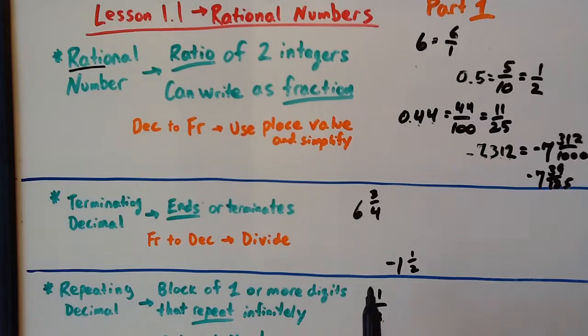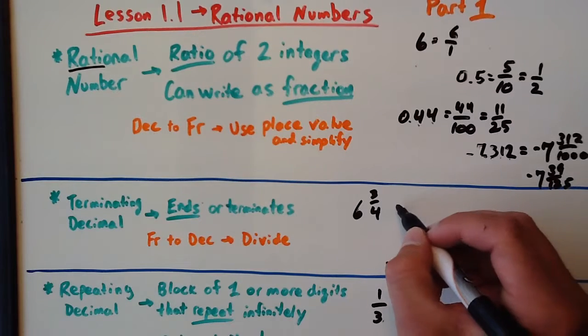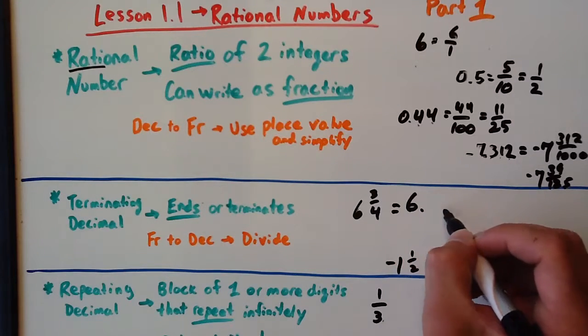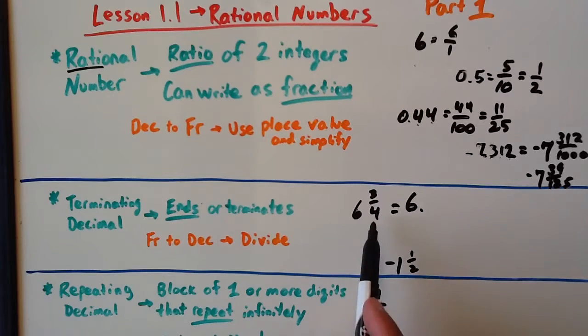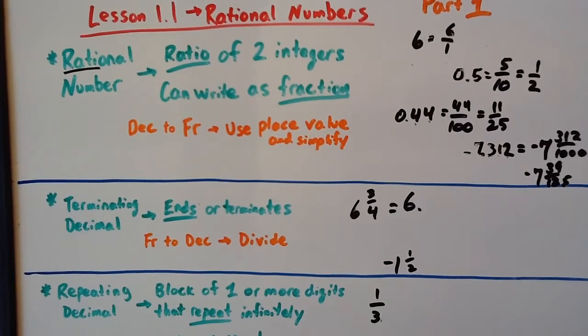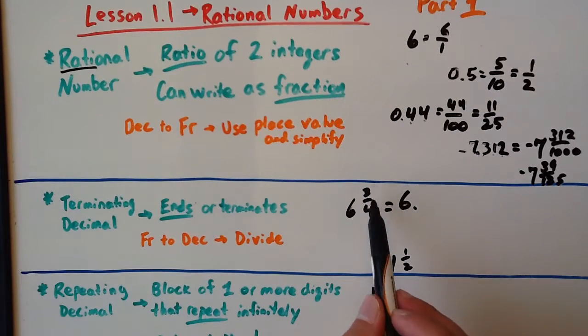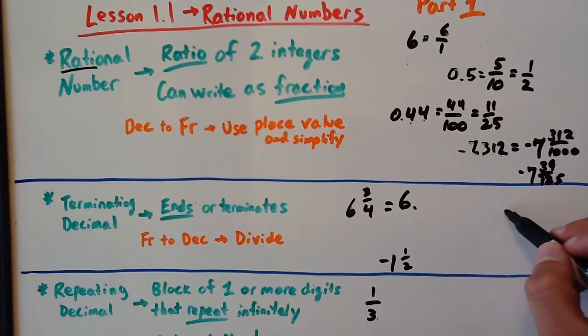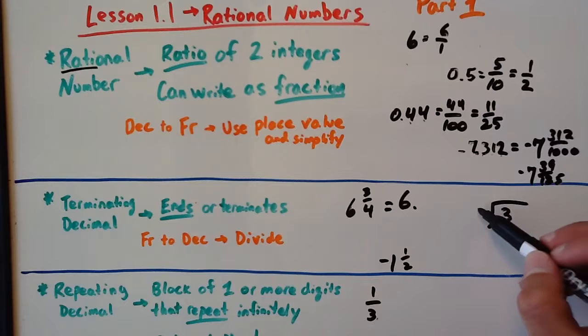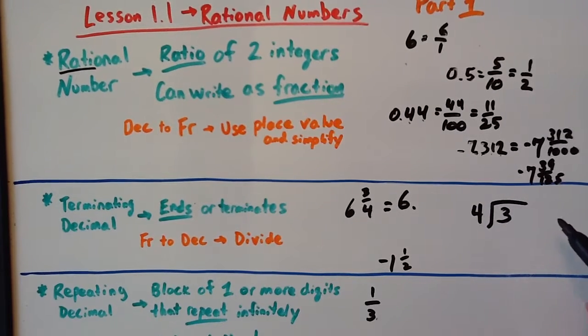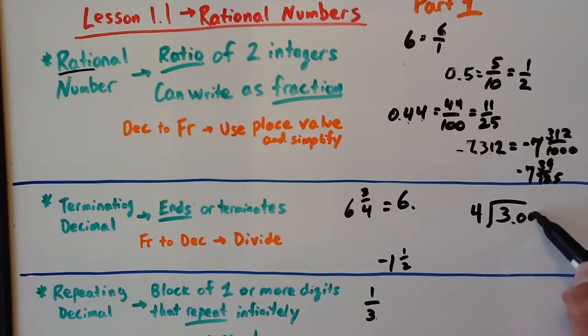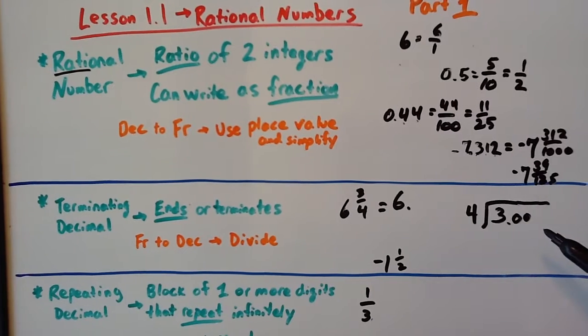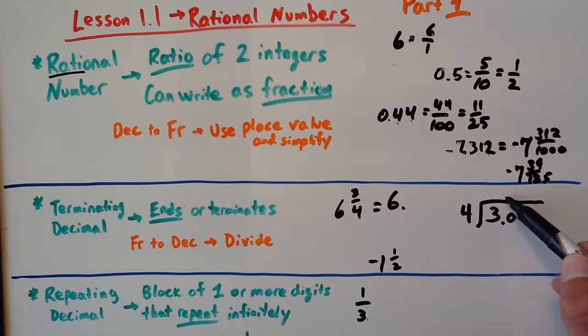A couple examples, if we had the mixed number 6 3/4 and you want to write this as a decimal, this would be equal to 6 point something, and that something would be whatever 3/4 is as a decimal. So I divide 3 by 4, or the top number by the bottom number. The top number would go inside the division bracket, the bottom number would go outside. From here I would add placeholder zeros after the decimal so that I can divide. Remember, the decimal goes straight up into your quotient.